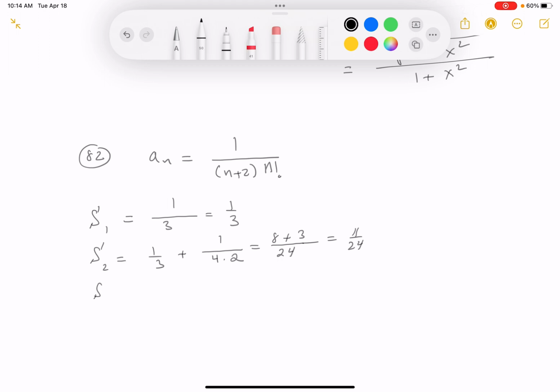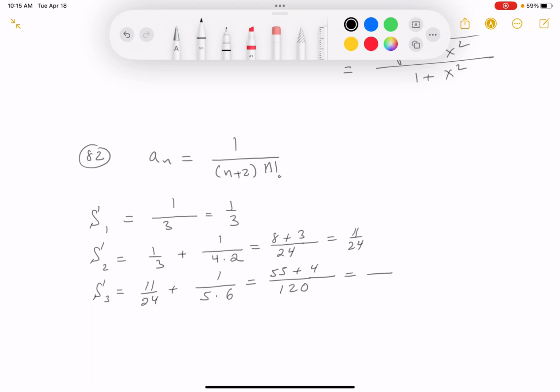Let's put down S3. I get 11 over 24 now, the prior two terms added together, plus, at n equals 3 now, 1 over 5 times 3 factorial, which is 6. Boy, that looks like a tough one, doesn't it? Well, it's going to be 24 times 5, which is 120. That's not so bad. What times 24 would give you 120? That's 5, so 55, plus 5 times 6 is 30, so that's 4.